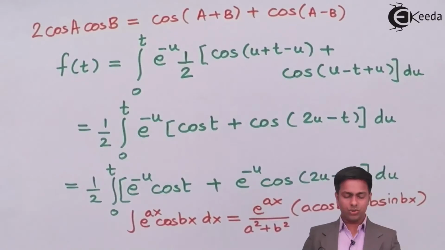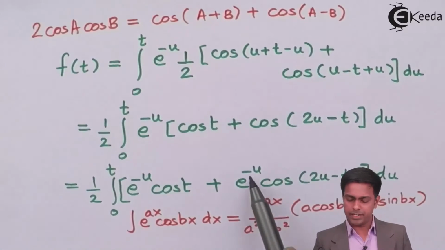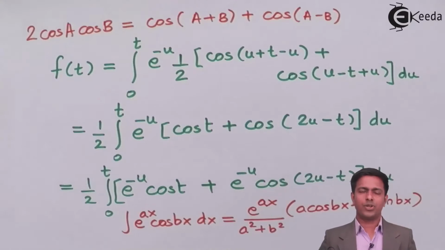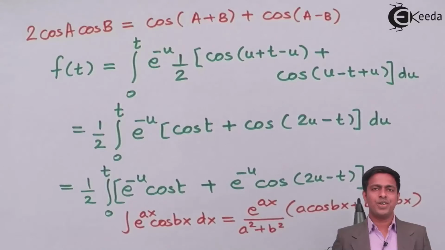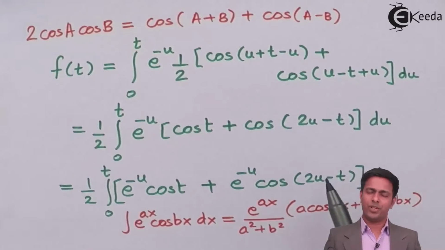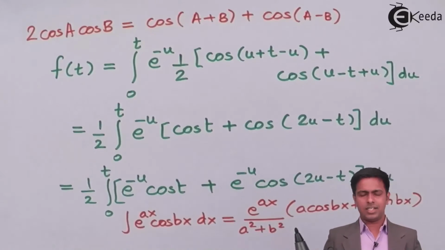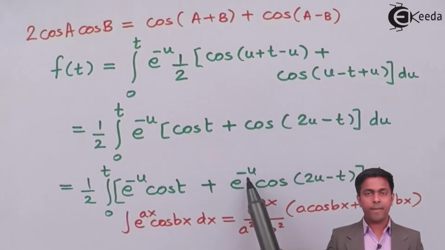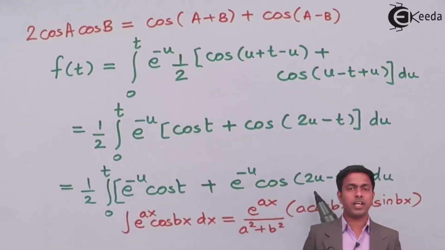So guys, let's use this formula. Here ax is minus u, so I can say that the value of a is minus 1. I have written the formula in terms of x, but you have the question in terms of u. So you just have to compare a and b with the given question and replace all x by u. So here a is negative 1, b is 2, and all x will be replaced by u.